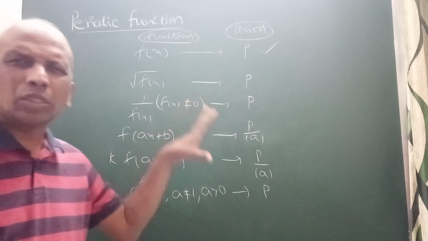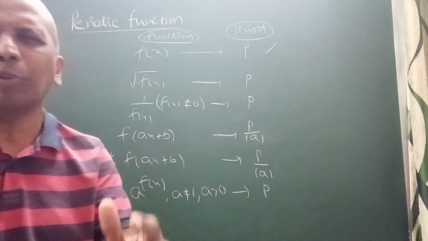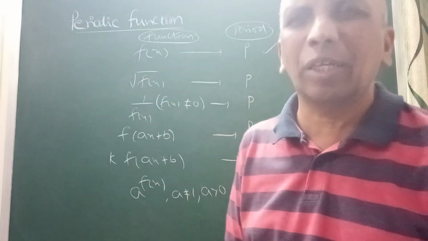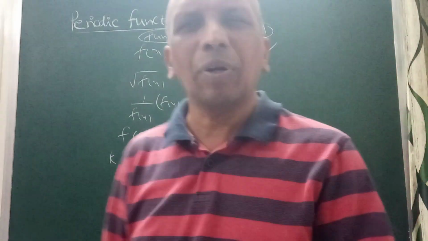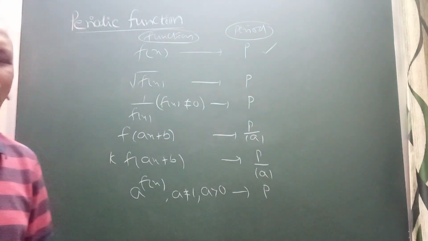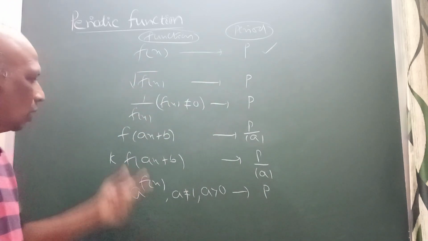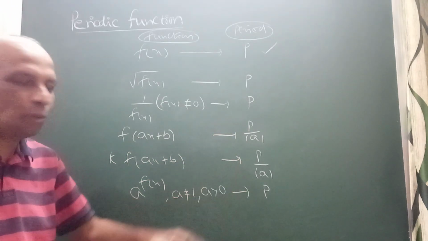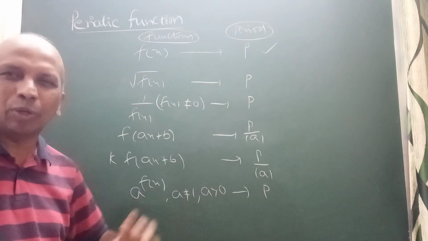Now you can see these are the given functions, right? The function and period they are talking about. You remember the most important one: when the period of the given function f of x is p, then the period of root f of x is also p only. Even 1 by f of x, f of x not equal to 0, the period is also p only. Even f of ax plus b has period p by mod a. K into f of ax plus b also has period p by mod a. And a power f of x, when a is greater than 0, the period is p only.